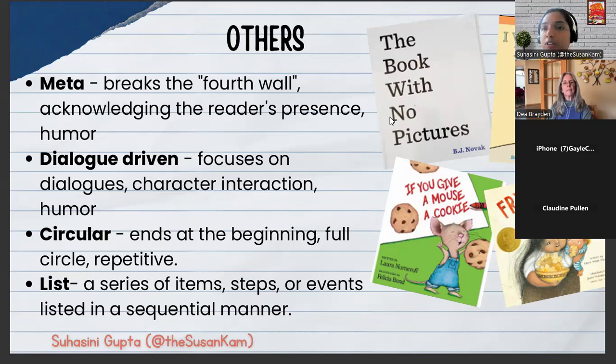Then we have the Elephant and Piggie series by Mo Willems, which is also very humorous because it focuses mostly on dialogue and character interaction.